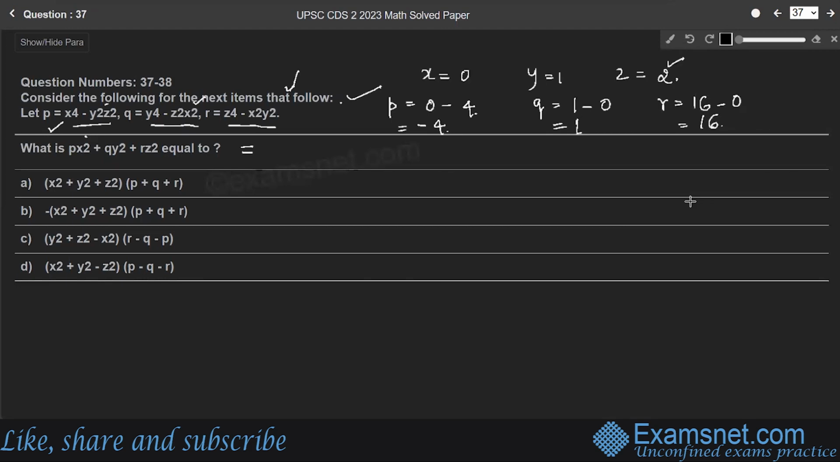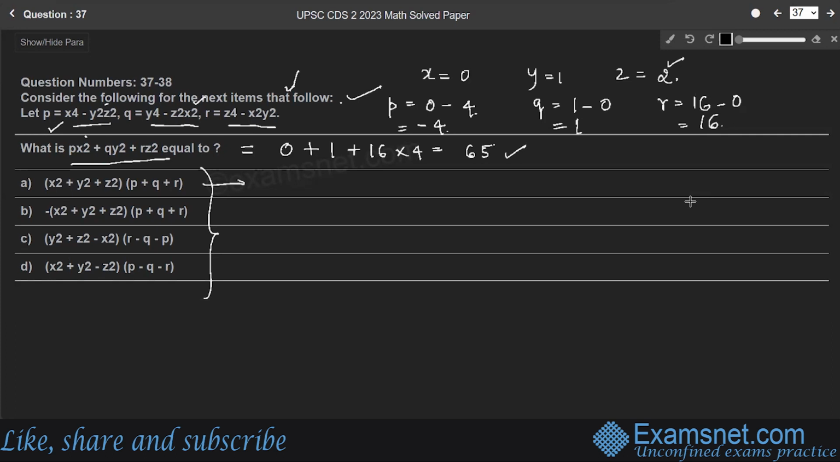Therefore, Px square, since x is 0, the first term becomes 0, plus Qy square, right? So Q is 1, y is also 1, you will have 1. Plus Rz square, R is 16, z square is 2 square, which is 4. Therefore the value becomes 1 plus 64, which is 65, right? So Px square plus Qy square plus Rz square, the value is 65, right? Among the 4 options, which option gives the value 65? That we need to check, right? By considering values of x, y, z and P, Q, R.